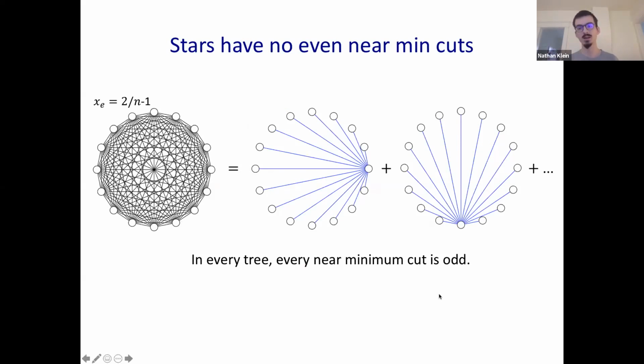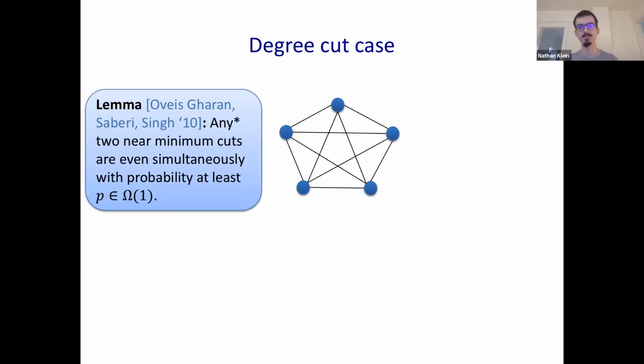However, as we already know, in our distribution, many near minimum cuts should be even. In fact, 0.43 of the vertices should be. And this would yield a matching of cost below 1 over 3. So this is not a bad example for our algorithm. And in general, if we have a graph where the only near minimum cuts are degree cuts, it turns out it's not hard to show that this algorithm works.